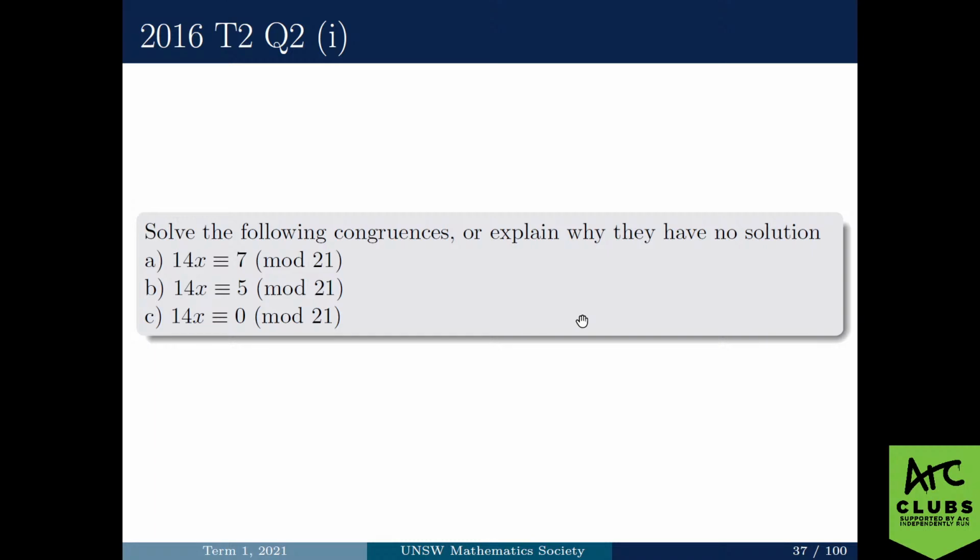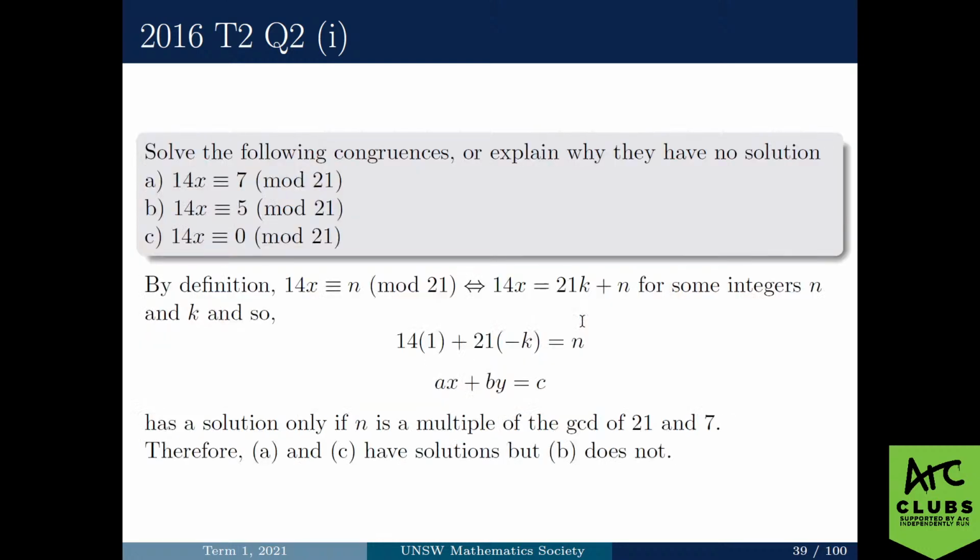Now I just said that the GCD of 14 and 21 is 7, but we can actually go further and work with Bezout's theorem a bit more closely. So for each of these, we're proving that 14x is equivalent to n has a solution. And by the definition of modular arithmetic, we can rewrite this as 14x equals 21k plus n for some integers n and k. And so if we do a bit of rearranging, we can put it in this form: 14 times x plus 21 times negative k equals n.